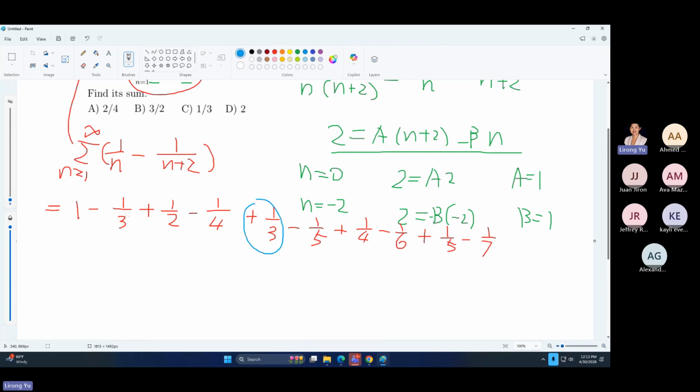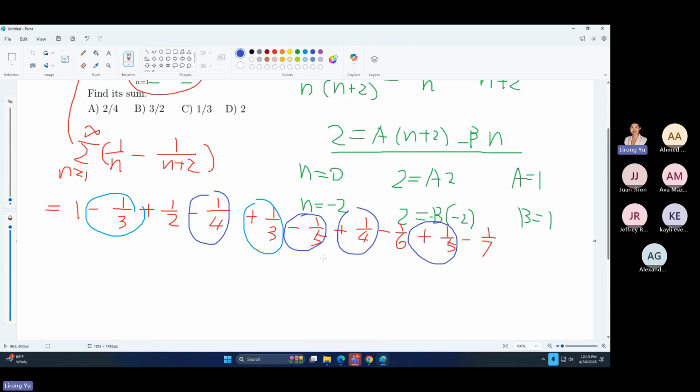this cancels this, they're opposite, and this will cancel this, and that one will cancel this one. The pattern can go down. You can see there's definitely going to be 1 over 6 and 1 over 7 later. It's always a positive term minus a negative term. These should be able to cancel in the end.